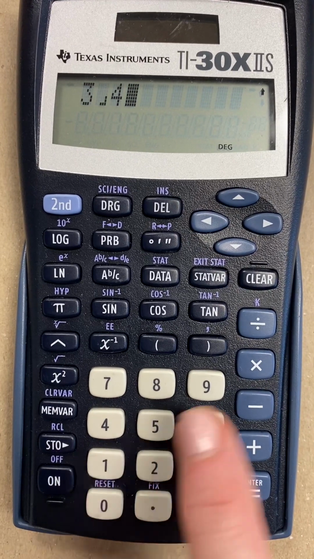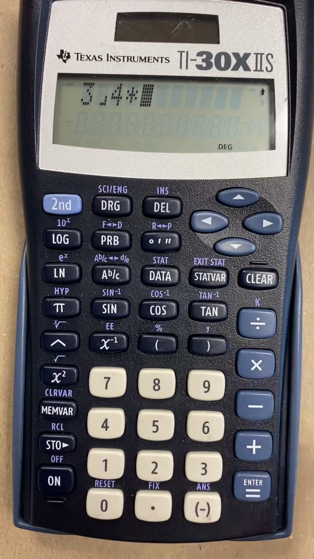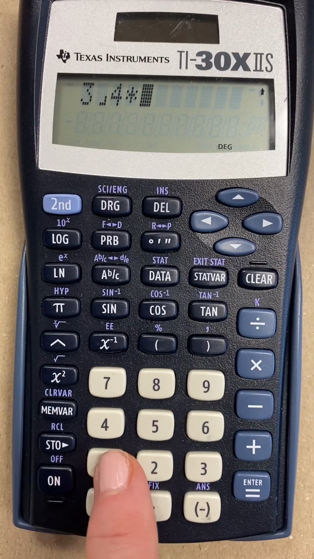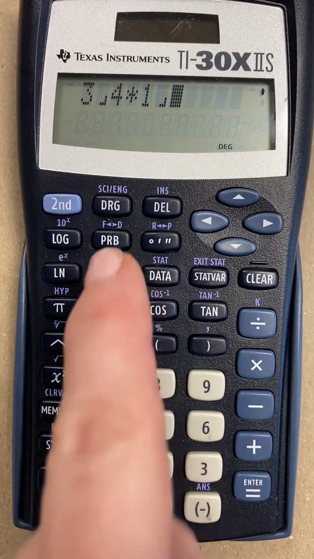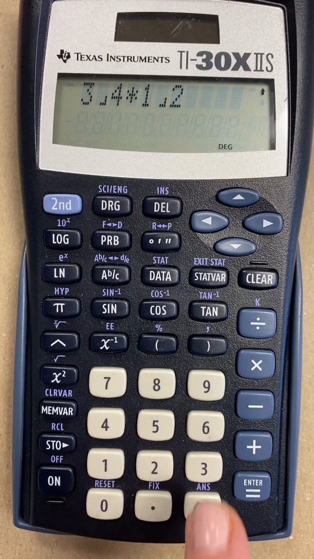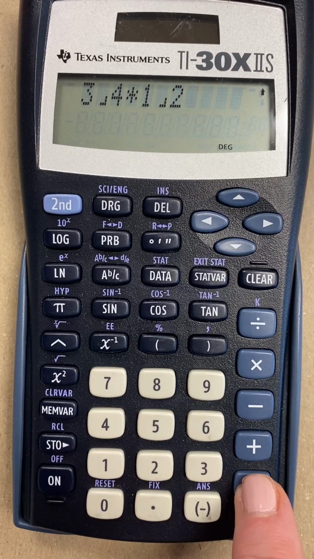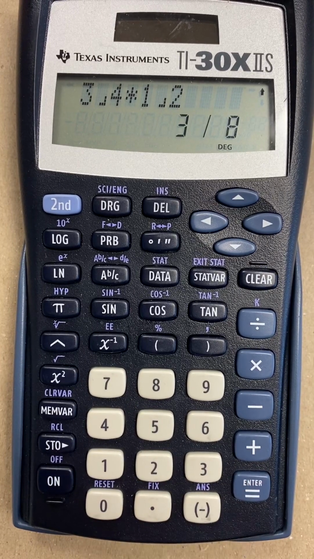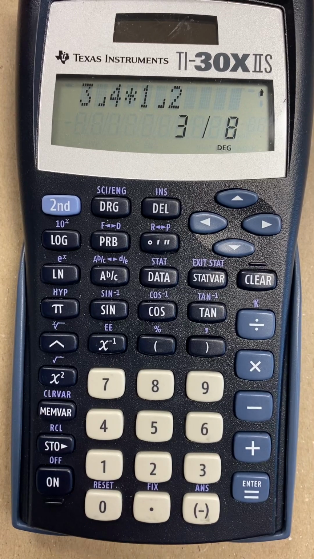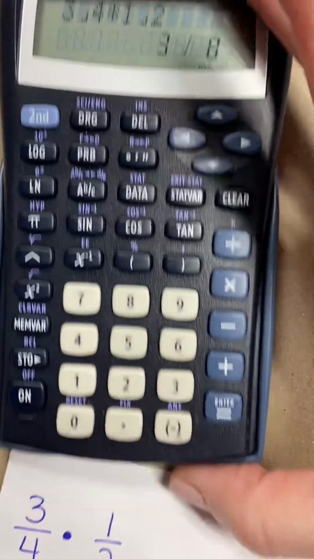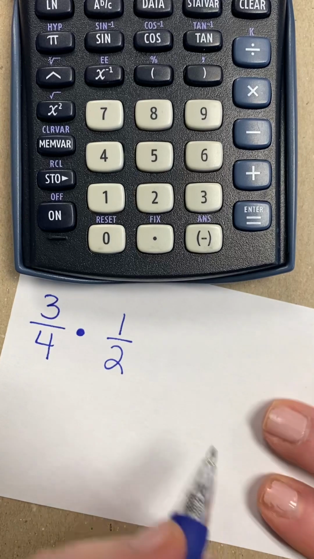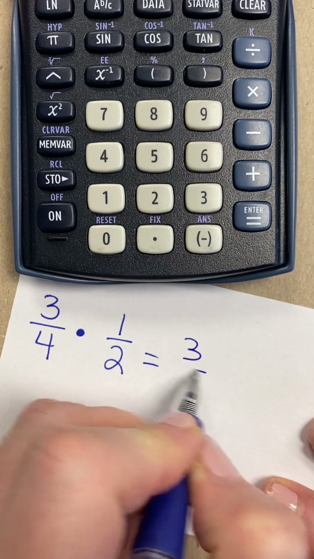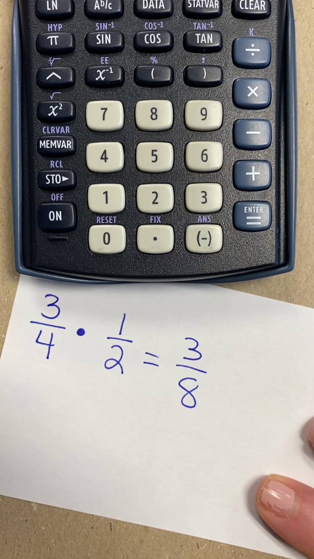And then I'm going to times it by 1/2. So I'm going to type a 1 and then an ABC and a 2. And then my equal sign is here on the lower right. Ta-da! 3/8. So then you could come back to your note card and you could say that 3/4 times 1/2 equals 3/8. And that's how easy that is.